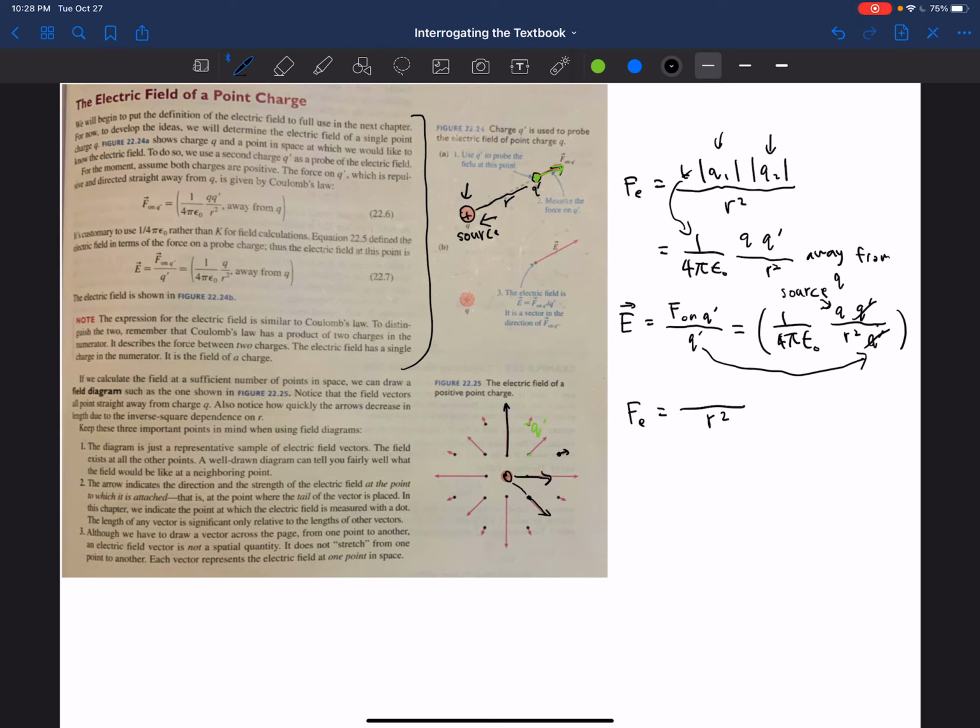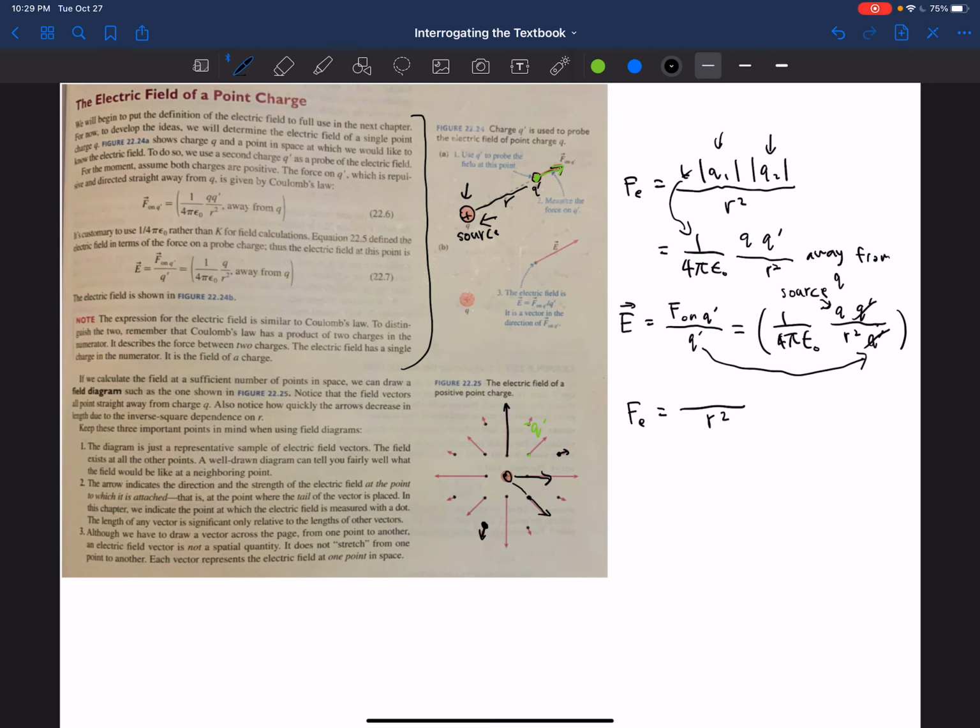The arrow indicates the direction and the strength of the electric field at the point to which it is attached, that is, at the point where the tail of the vector is placed. In this chapter, we indicate the point at which the electric field is measured with a dot. The length of any vector is significant only relative to the length of other vectors. So this arrow is representing the direction and the magnitude that this point charge is experiencing from the source charge. At this point, the electric field strength is the length of this arrow, and the direction is the direction of the arrow.